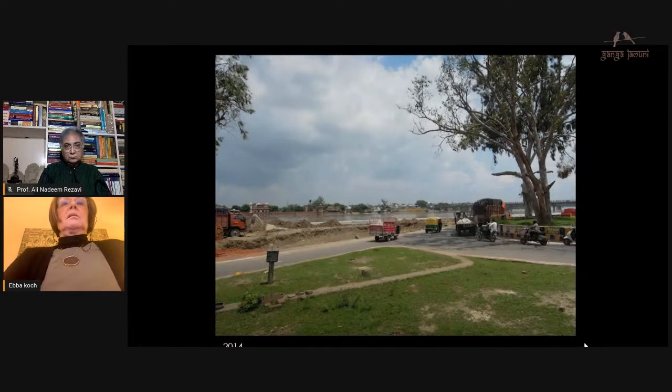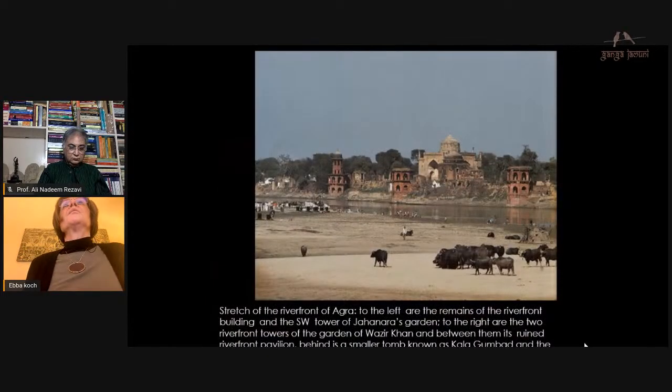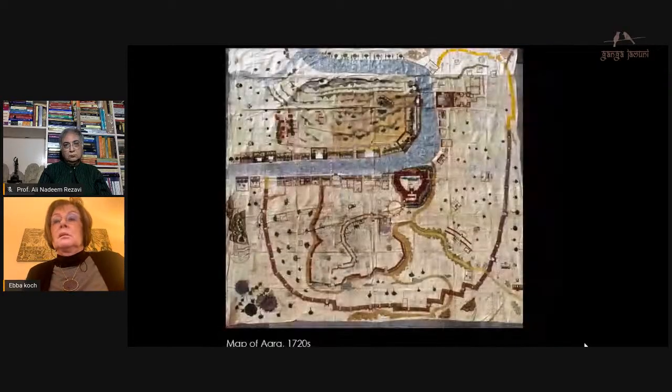The riverfront garden scheme of the city can, however, be reconstructed with the help of Mughal and European records, and the famous map in the Jaipur Palace Museum, which was prepared in the 1720s, and on which the names of the gardens are inscribed in Devanagari script.